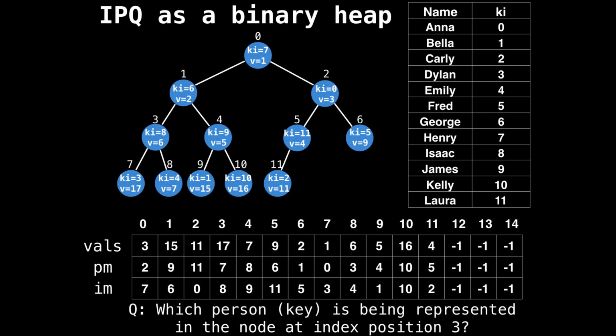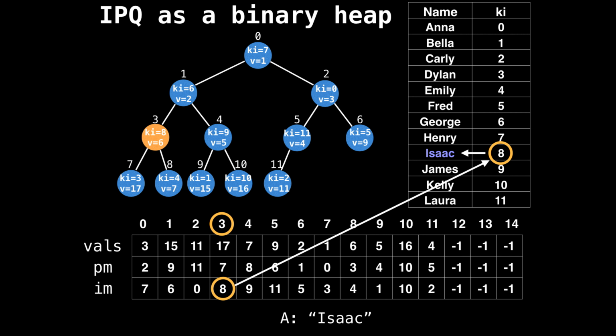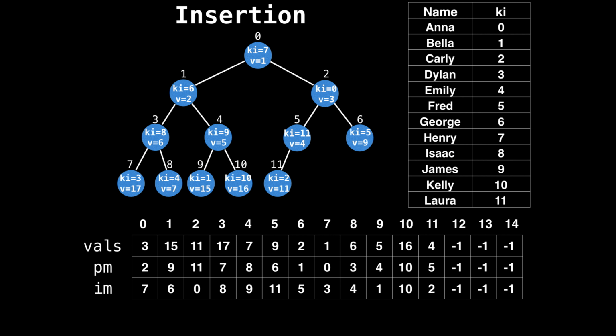Here's a follow-up question to make sure you're still paying attention. Which key is being represented in the node at index position 3? Same as before, find the key index through the inverse map. Then with the key index, figure out the actual key from the bidirectional hash table. We can then conclude that the node at position 3 represents the key Isaac.